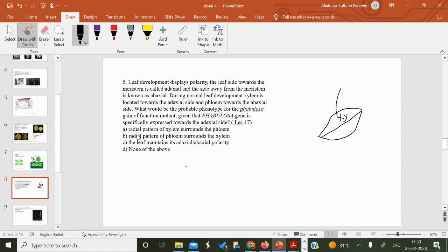That's why option A should be the correct one, because it shows that the radial pattern of xylem surrounds the phloem. But the radial pattern of phloem cannot surround the xylem, because phloem is an abaxial character, and fabulosa is important for adaxialization. And here they're asking for the gain of function mutant of fabulosa, meaning more fabulosa should lead to more adaxialization, and that's why more layers of xylem. Okay, this is clear.